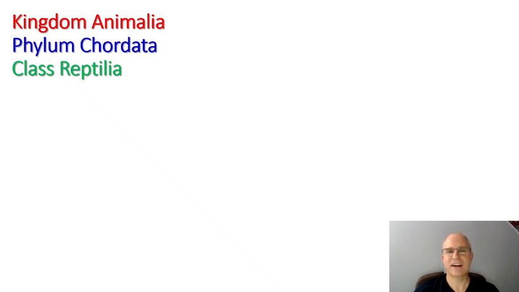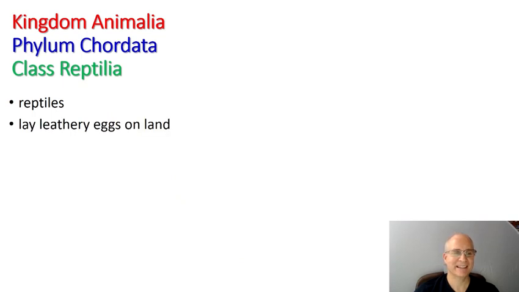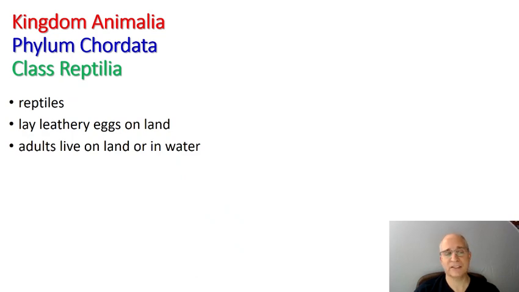Next class in the phylum Chordata is the class Reptilia. These are the reptiles. So these animals are going to be able to lay leathery eggs on land. And because they've got this leathery shell around them, that's going to keep them from drying out. There are adult reptiles that can live on land. There are some that live almost exclusively in the water. But those that are aquatic still come back to land to lay their eggs.